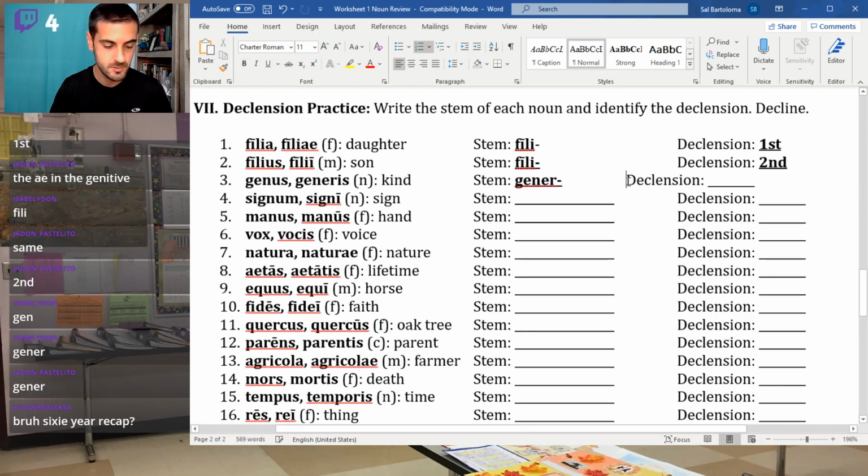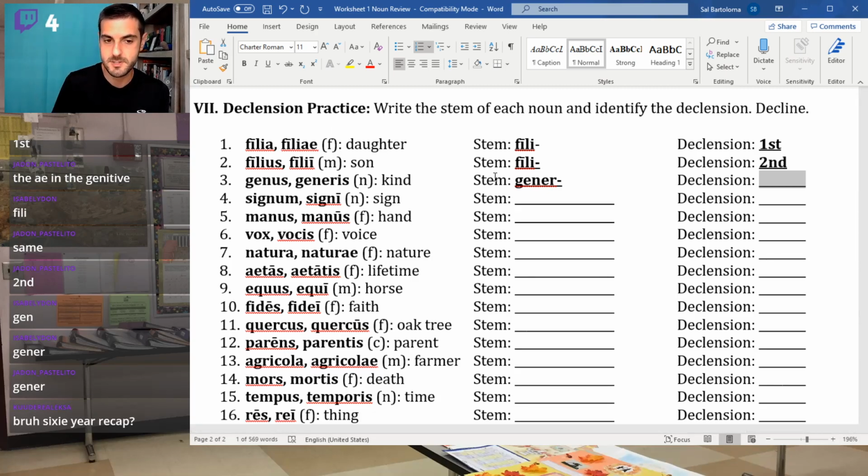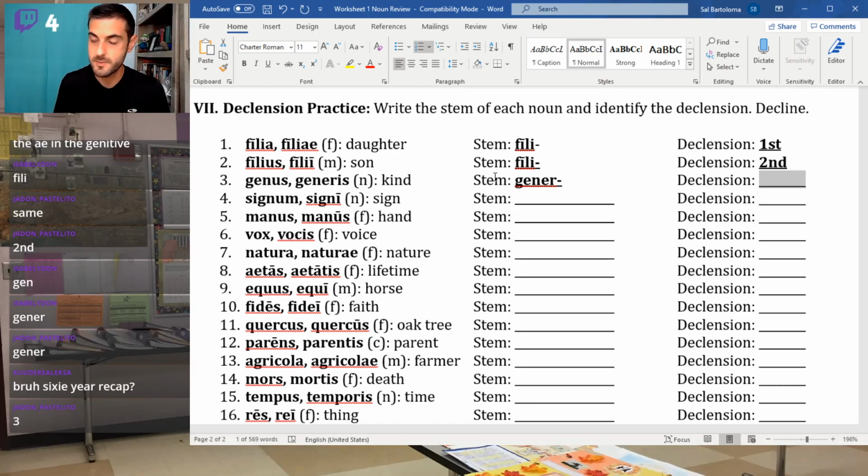What declension is gener? If it's generis in the genitive, what declension is that? That's going to be third declension, right? Okay. And it's all about that is, that is in the second form.